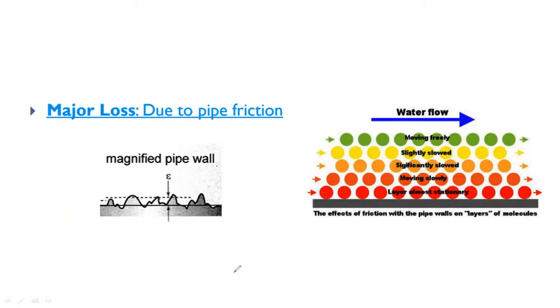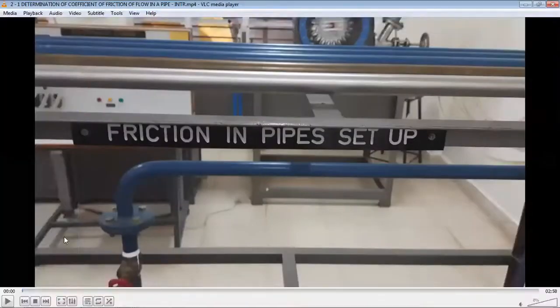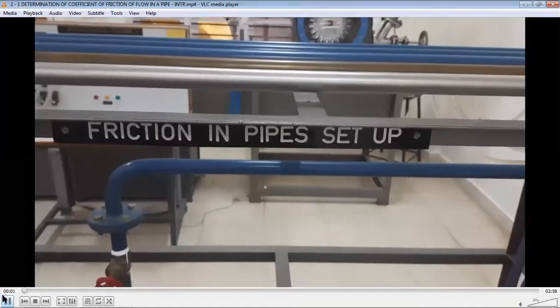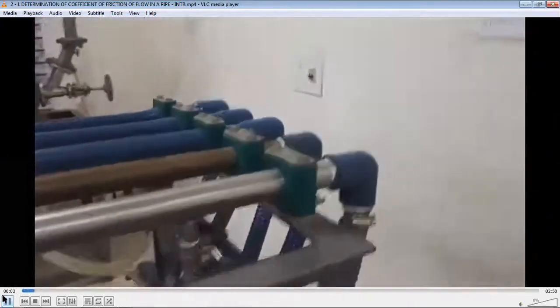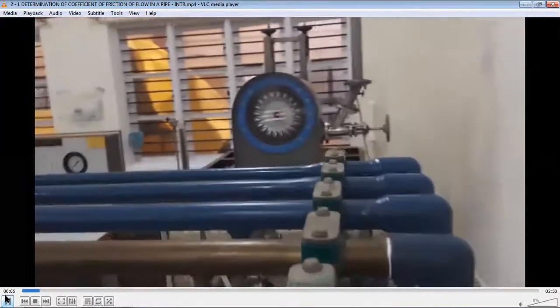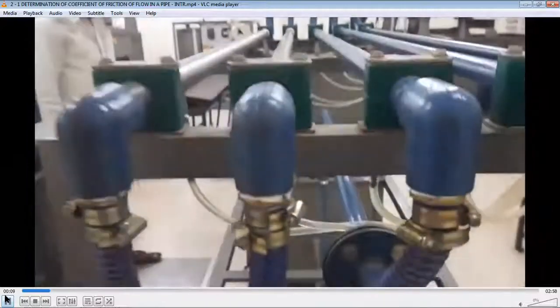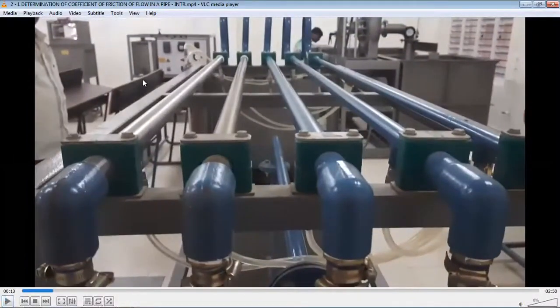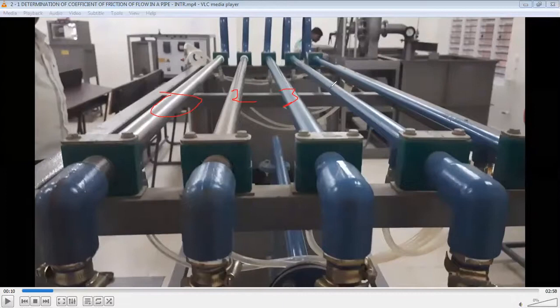Now I am going to play the video. This is the experiment on friction, which we are going to measure step by step. Here there are totally five pipes: this one, second, third, fourth, and fifth. These three pipes have the same material but different diameters.